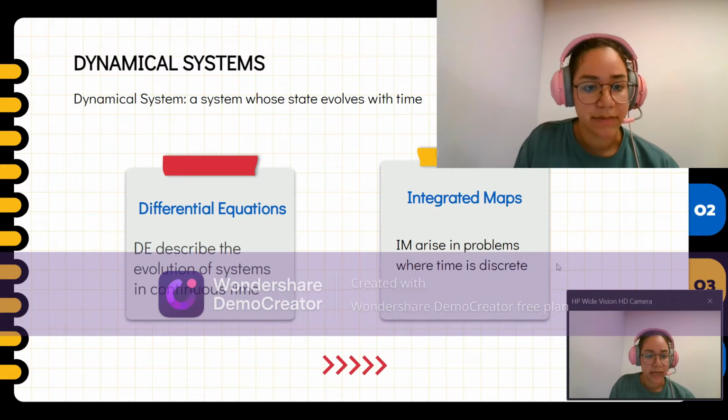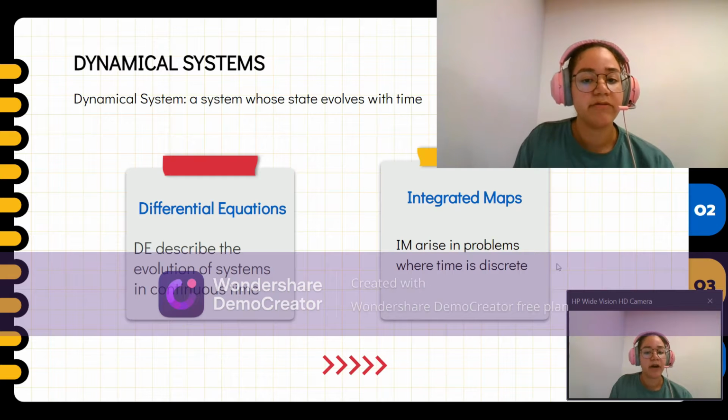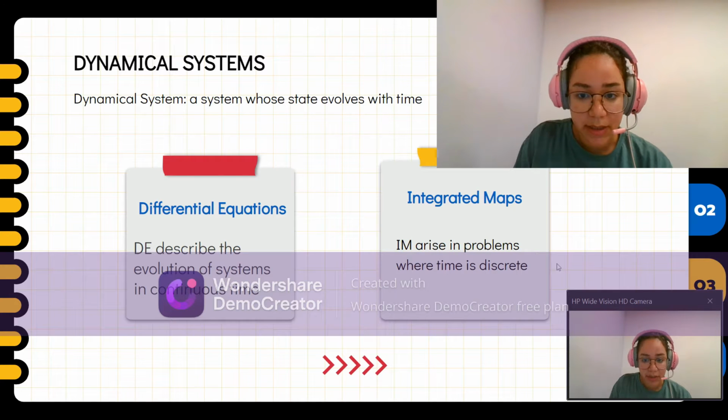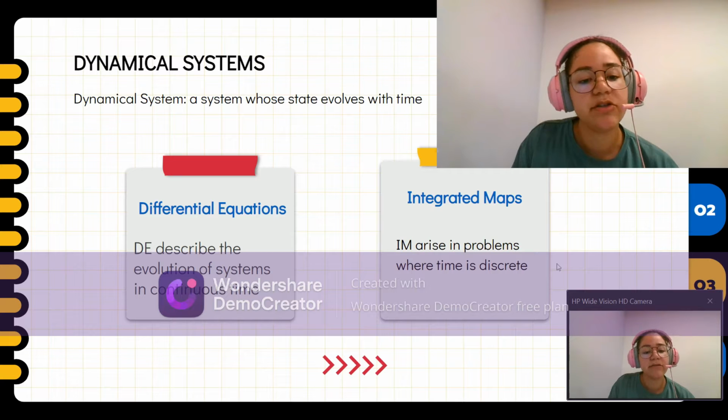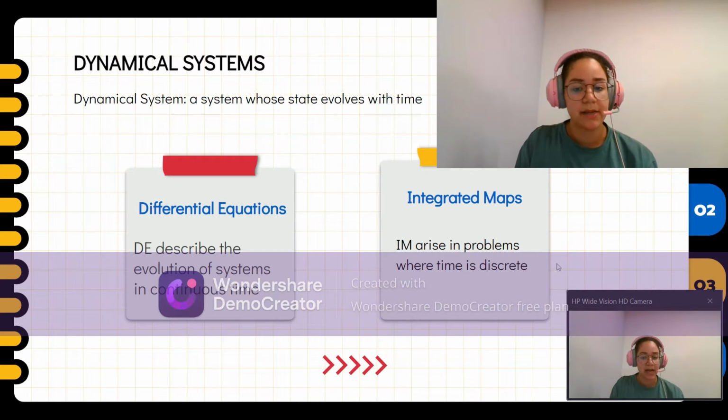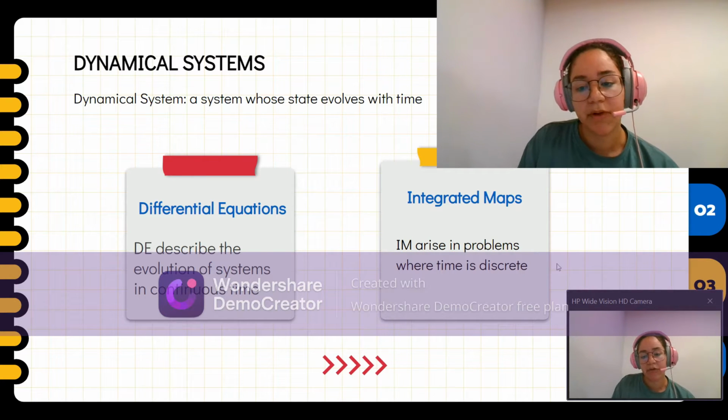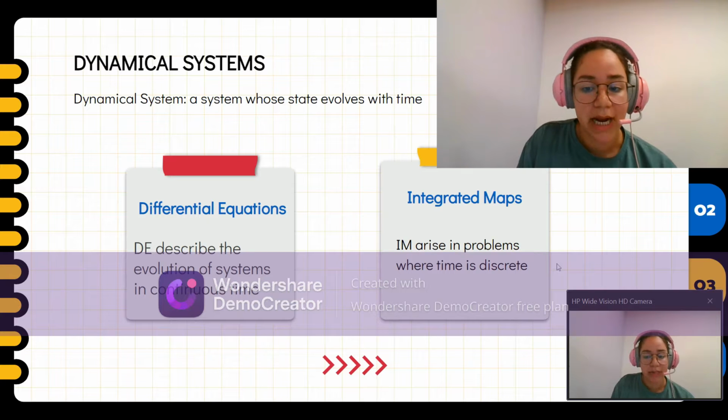So, what are dynamical systems? A dynamical system is a system whose state evolves with time. So, there's two types, which are differential equations, which most people are more familiar with, and integrated maps. A differential equation describes the evolution of systems in continuous time, while an integrated map arises mainly in problems where time is discrete.